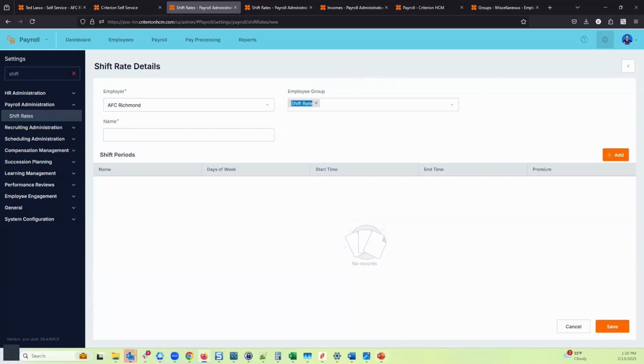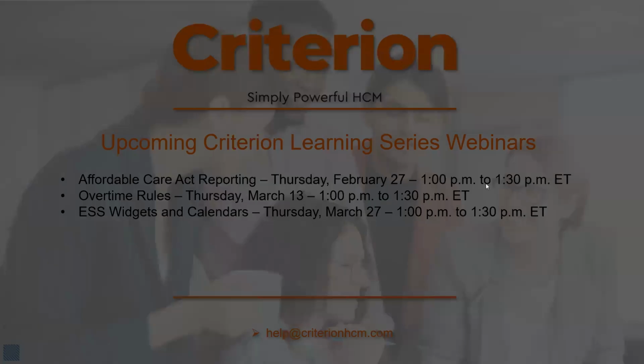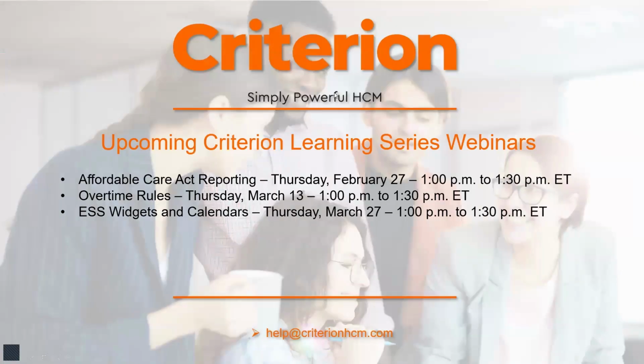Okay. So I'll go back here. All right. So again, we have coming up, we have our Affordable Care Act reporting for US-based clients. Obviously, shift rates are applicable to anybody and everybody using the system. Some more US-based or US focused for ACA. But then we'll get back right in the first one of March here, back to more broadly applicable settings and topics here for our overtime rules. And then we're also going to get a little bit more into the ESS widgets and calendars.